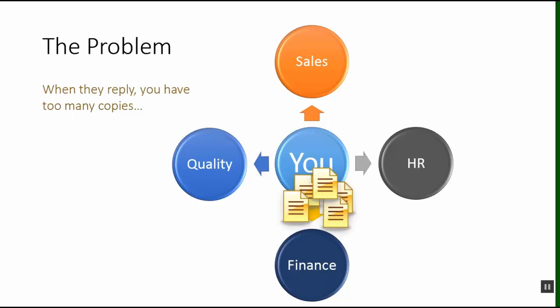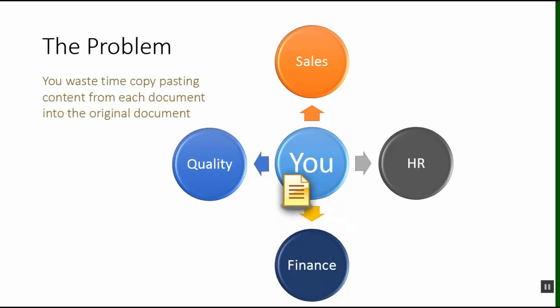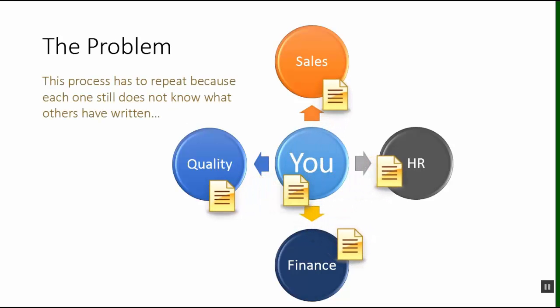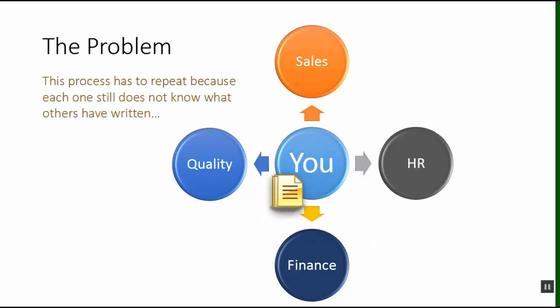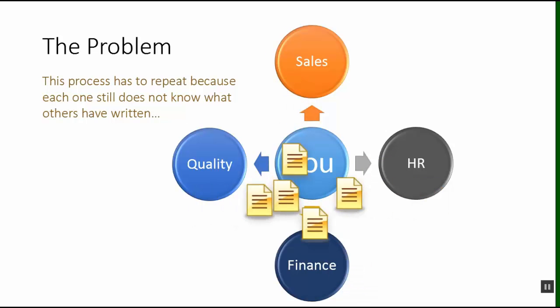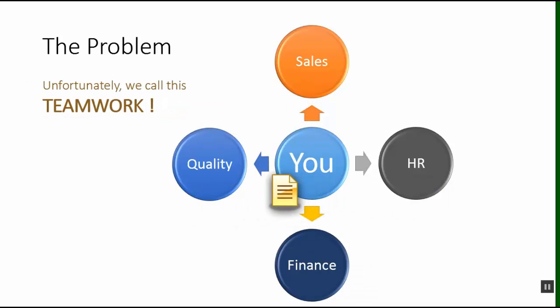Job is still not done. I have to send that to everyone because as of now, others have not understood what the other person has written. And this goes on and on and on. And at the end of the day, I have 27 copies and nobody has a clue. And that's why we call it teamwork. We do team building exercises also so that we can spoil each other's life with more efficiency and vigor.